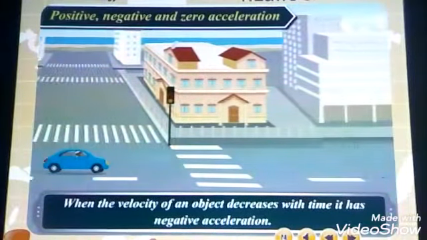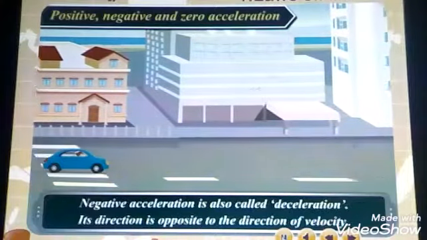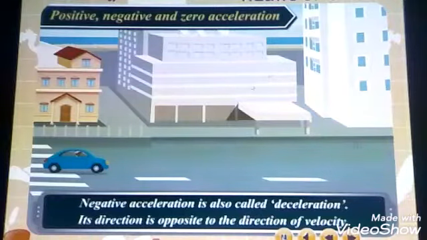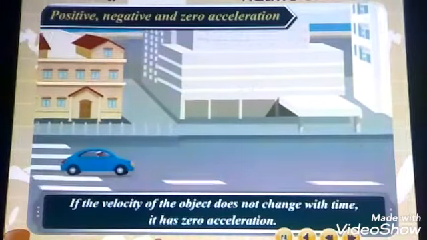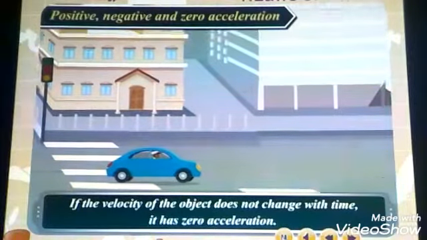When the velocity of an object decreases with time, it has negative acceleration. Negative acceleration is also called deceleration. Its direction is opposite to the direction of velocity. If the velocity of an object does not change with time, it has zero acceleration.